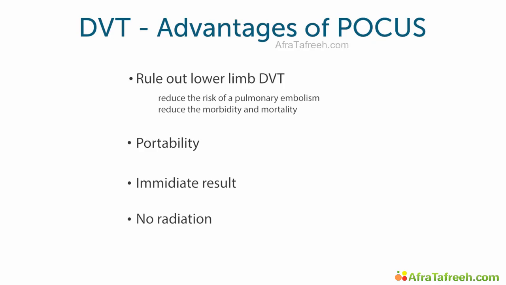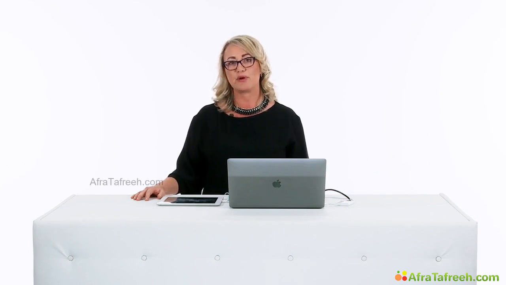DVT ultrasound has many advantages in a point-of-care setting. We want to rule out the lower limb DVT in order to reduce the risk of a pulmonary embolism and reduce the morbidity and mortality. It's very portable, we get an immediate result, and of course there's no radiation risk. In point-of-care ultrasound, we need a rapid and accurate diagnosis for patient care. Ruling out if a DVT is present is important also to reduce the risk of a pulmonary embolism. Deep vein thrombosis, which embolizes, is a common cause of morbidity and mortality in patients who are critically ill.